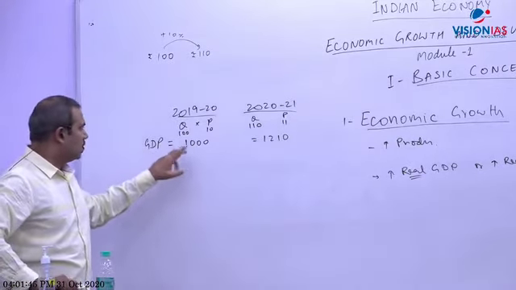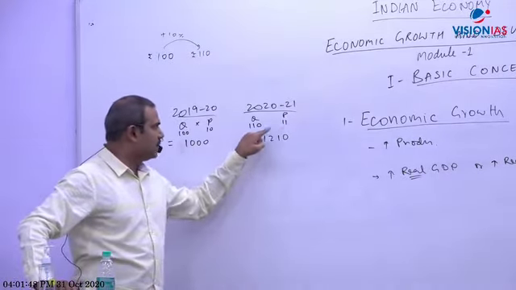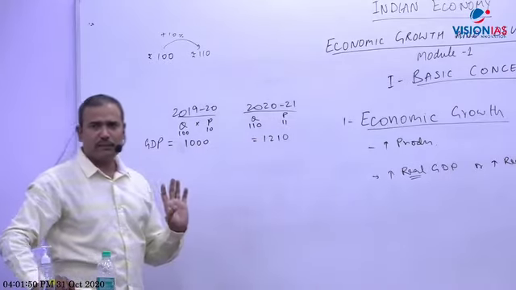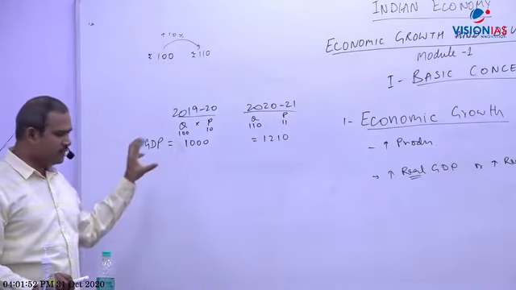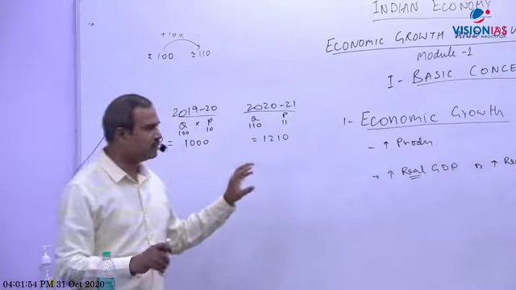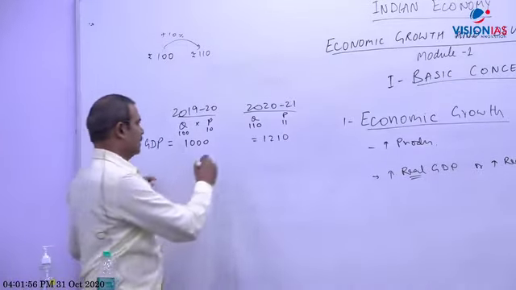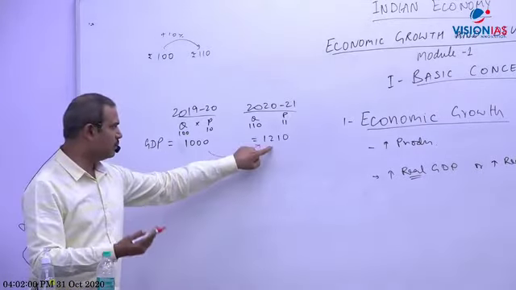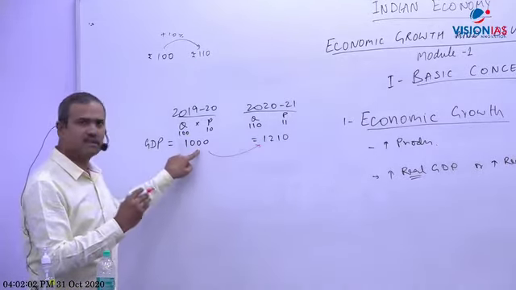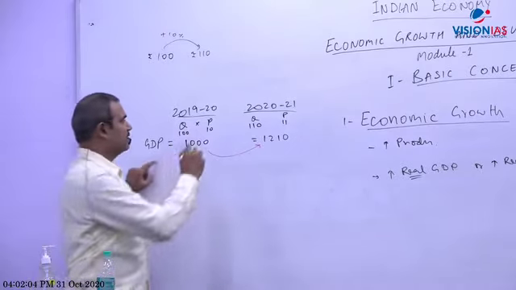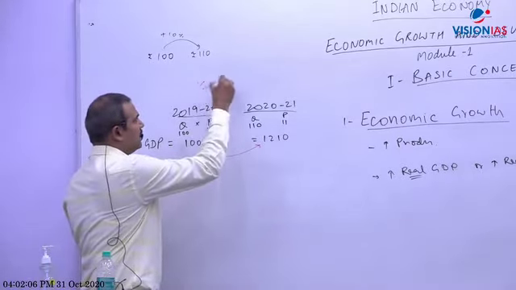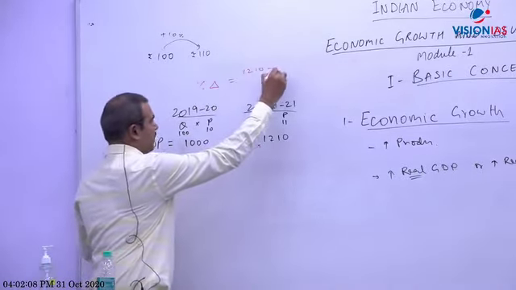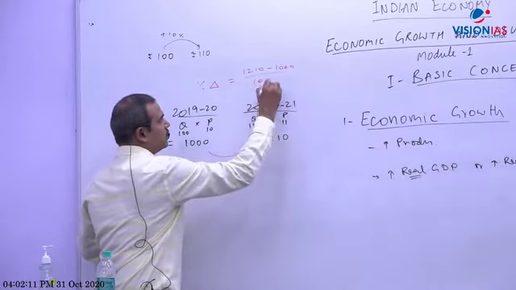Okay, so quantity 110, price 11. Now how much is the percentage increase? You know how to calculate percentage change? This number minus this number, divided by the base. So percentage change, delta means change: (1210 minus 1000) divided by 1000, multiplied by 100.